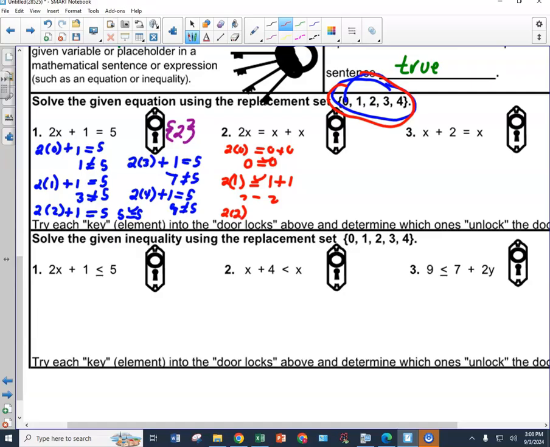Two times 2, does that equal 2 plus 2? So 2 times 2 is 4. Does 4 equal 4? That is a check. That is a solution. All right, let's keep going.